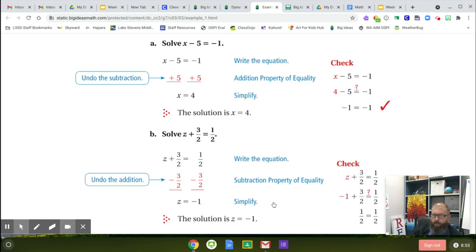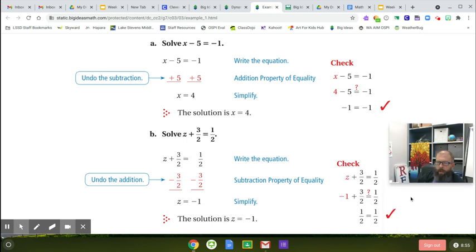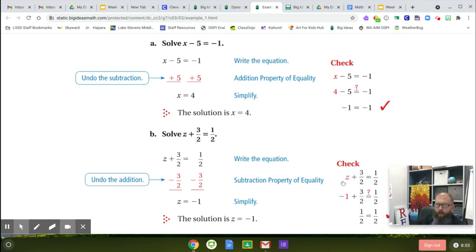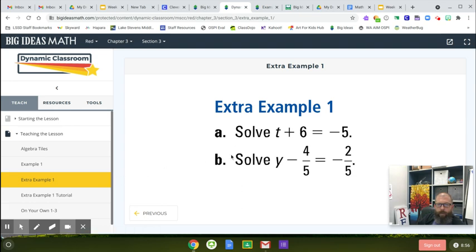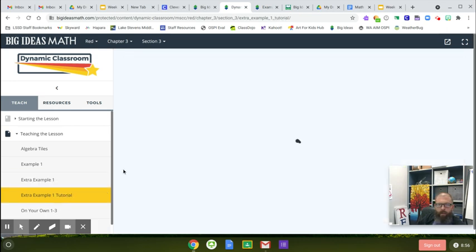You can check your answer by plugging it back in to make sure it works. But that's the process, and you want to keep these handy so that you can remember exactly what to do: undo subtraction or undo addition with the opposite. Let's take a look at another one. We got a couple here. We're going to undo this addition by subtracting, and undo this subtraction by adding. Let's see how they do it.